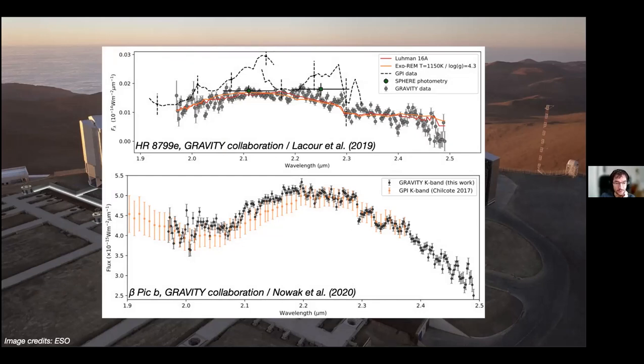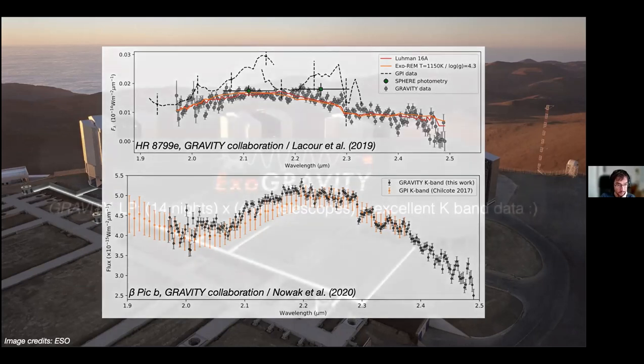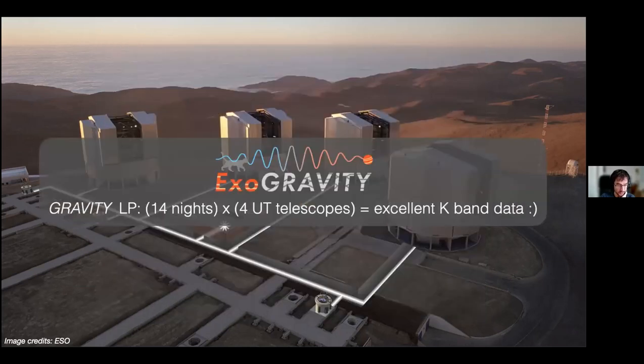So having these 2 observations already, we then proposed for a large program. This proposal was led by Sylvestre Lacour, and we actually got that accepted. So that's currently underway. This is called the ExoGRAVITY program. I got in total, I think, something like 14 nights using all 4 UT telescopes together. So this gives us, of course, excellent K-band data for the dozen or so exoplanets that we can observe.